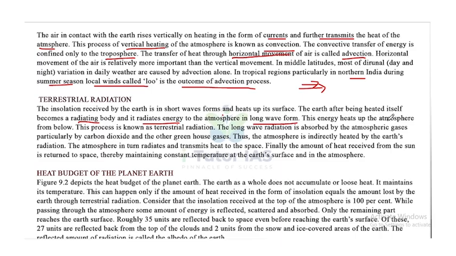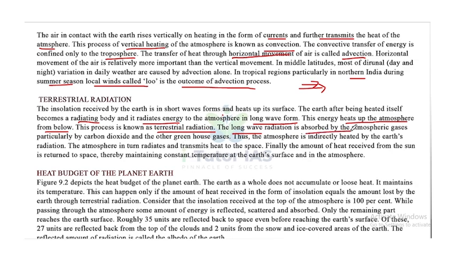This energy heats up the atmosphere from below. This process is known as terrestrial radiation. Okay, so what is terrestrial radiation? The energy that heats up the atmosphere from below is known as terrestrial radiation. The long wave radiation. Remember, this is long wave. The earth absorbs the waves in short wave form and releases them in long wave form.